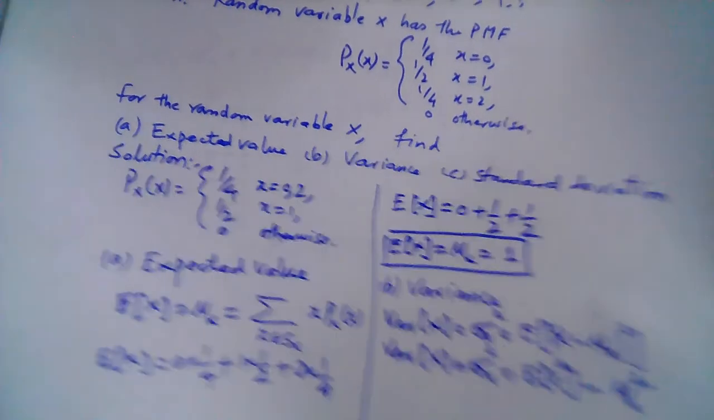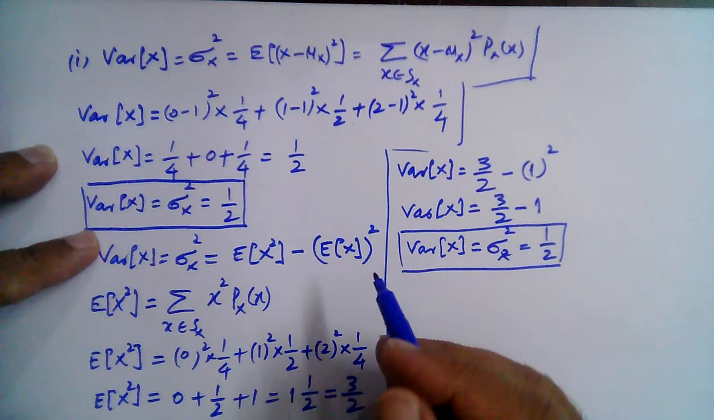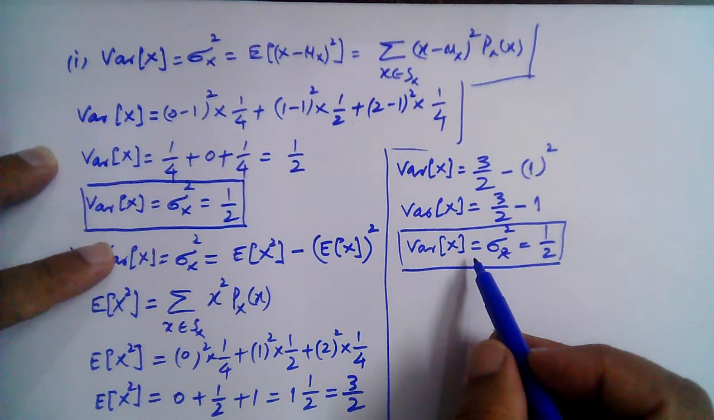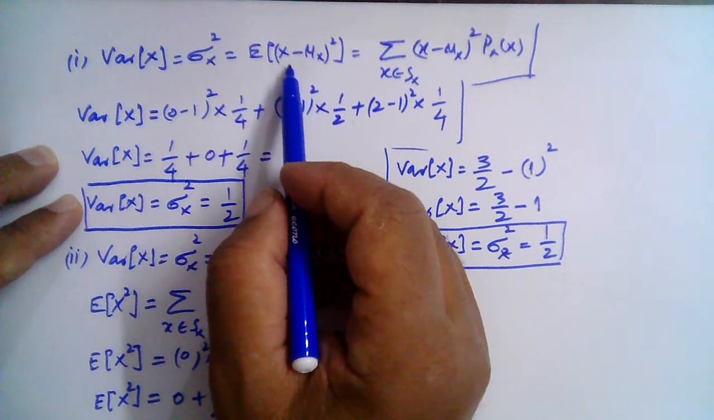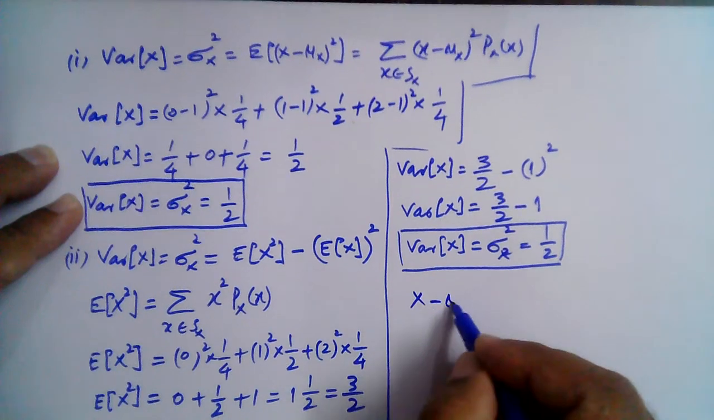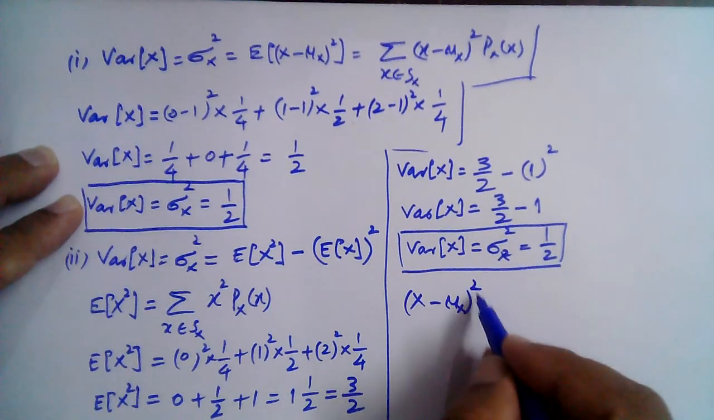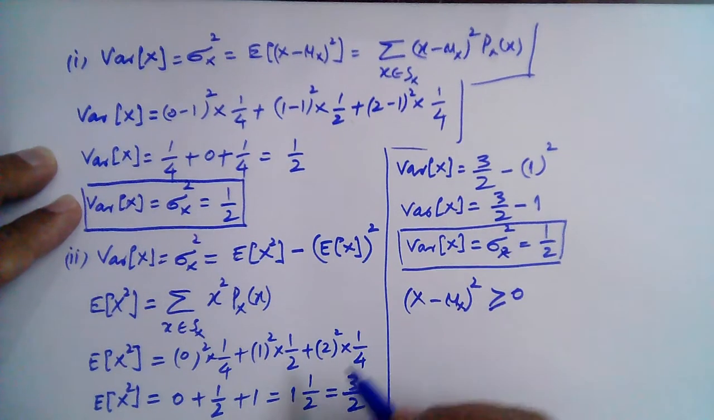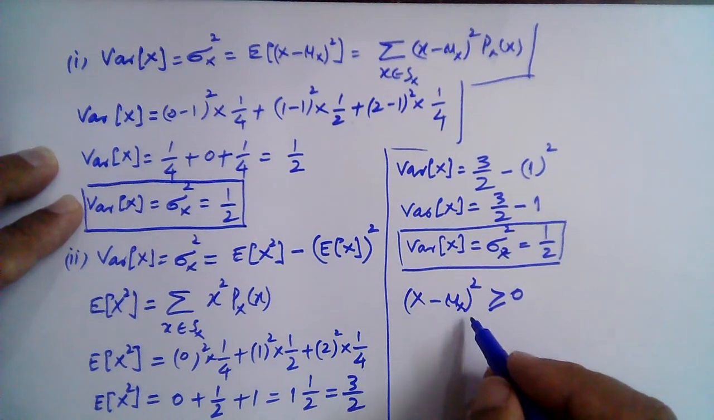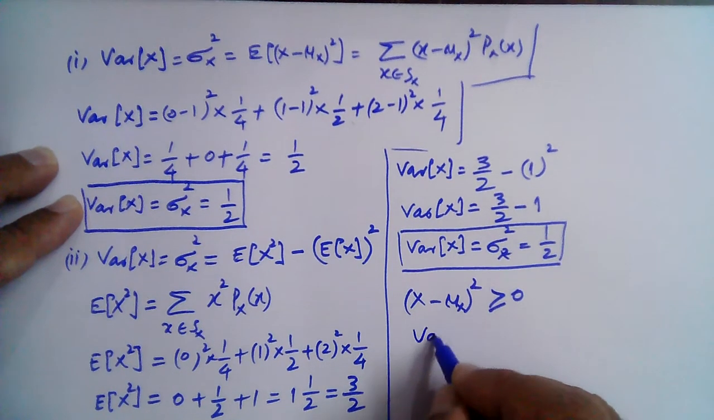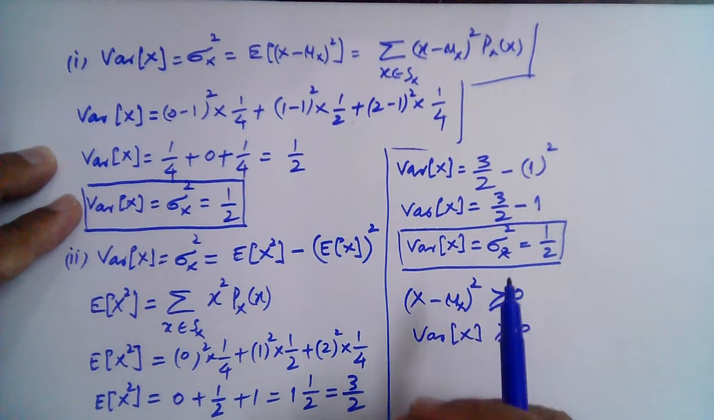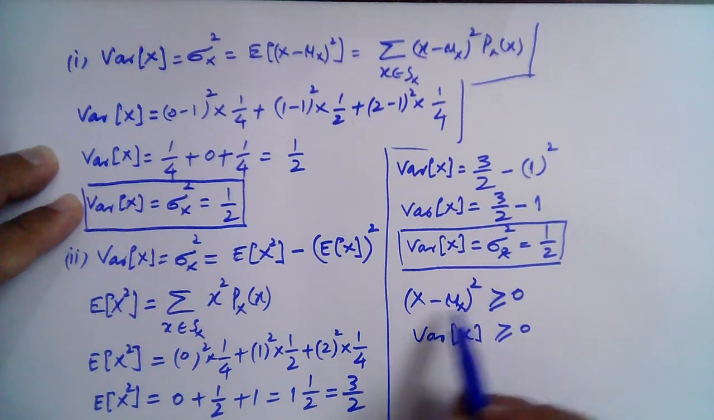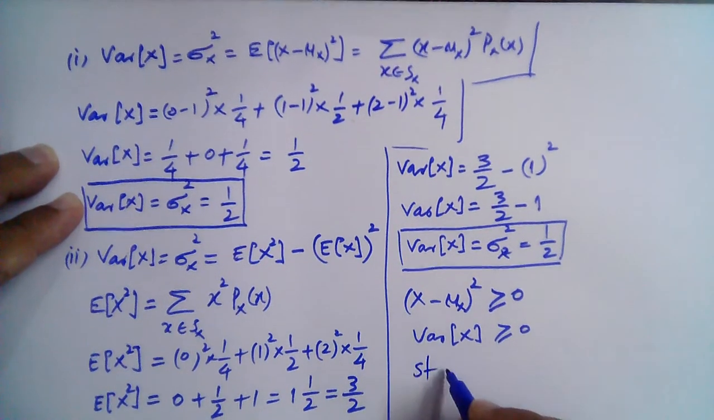And now the third part, we still need to find the standard deviation. And before we find the standard deviation, note that the variance of x is defined by this expression here. So x minus mu x squared, as it is a square, is always greater than or equal to 0, right? So it means that the variance of x is always greater than or equal to 0, right? So the standard deviation is just the square root of the variance.